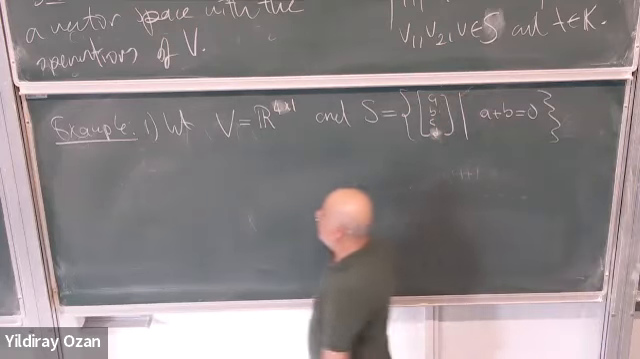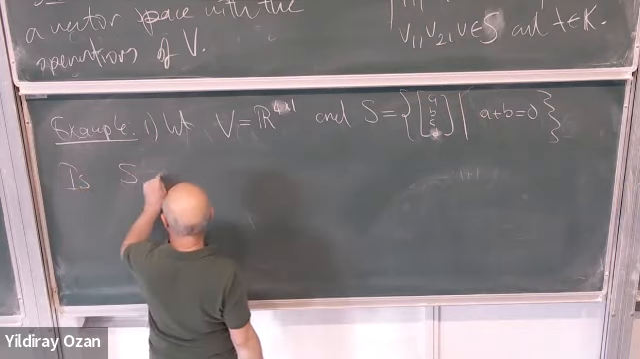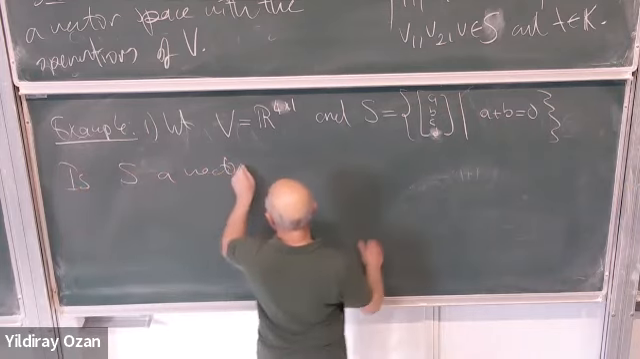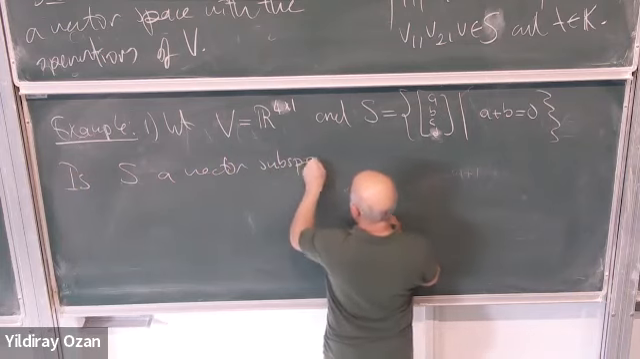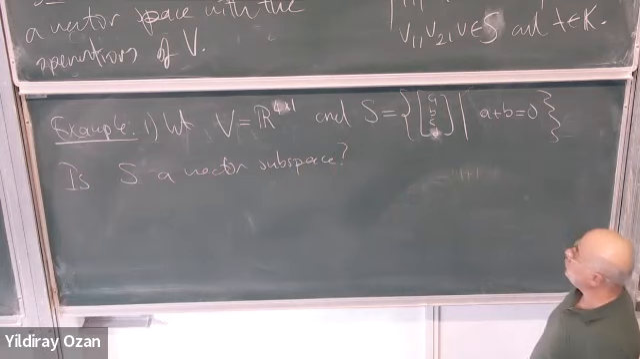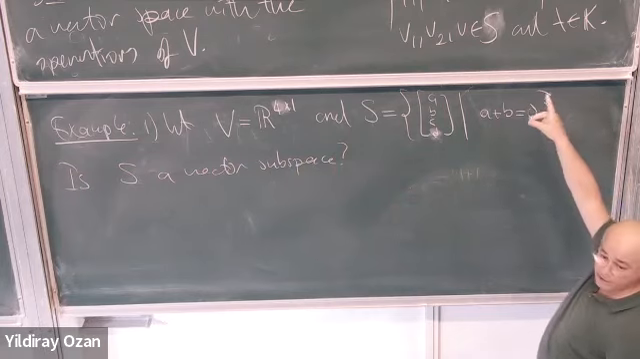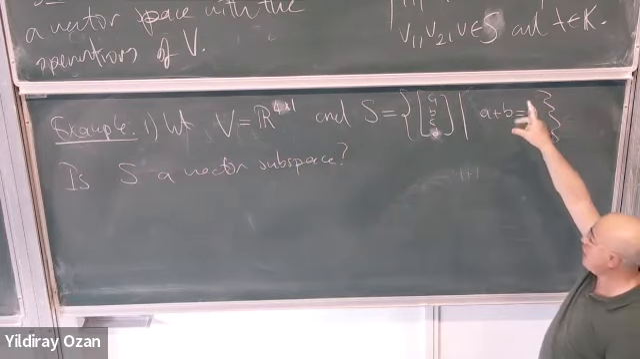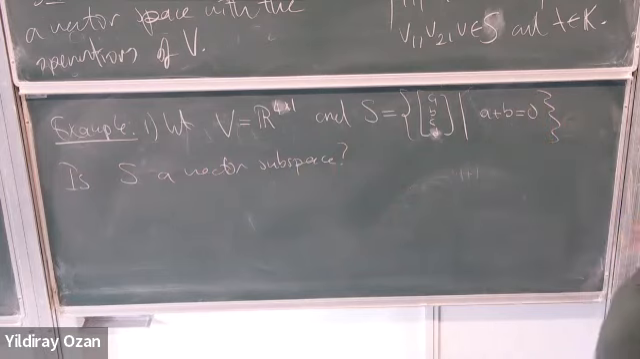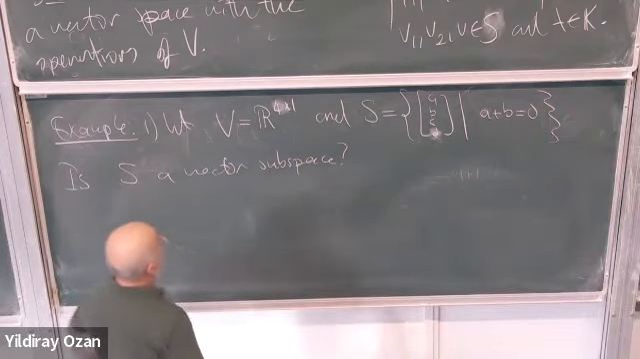So, is S a vector subspace? Okay. We need to check two things. The sum of two elements should lie inside that set again, and if you multiply a vector by a scalar, again it should be inside that set.